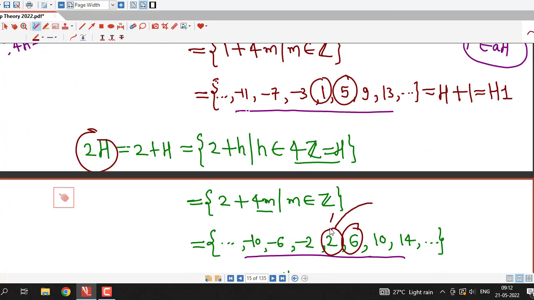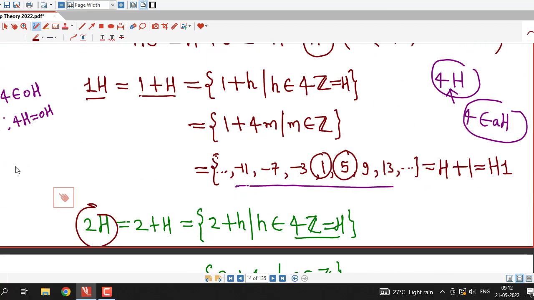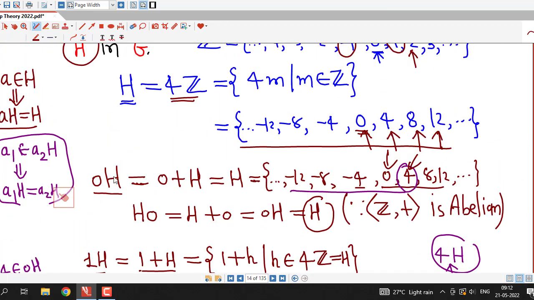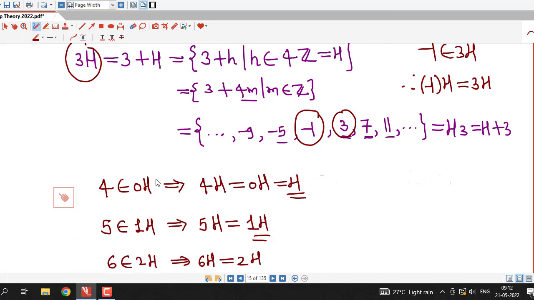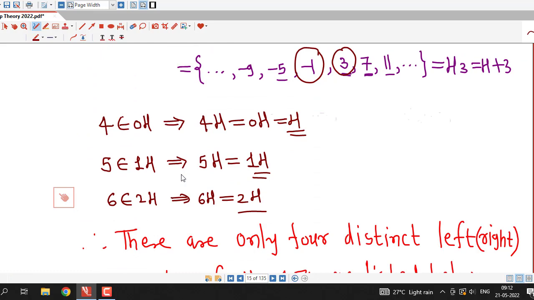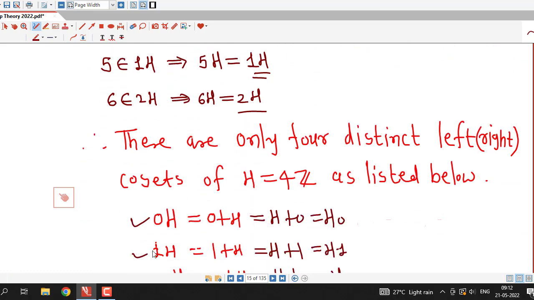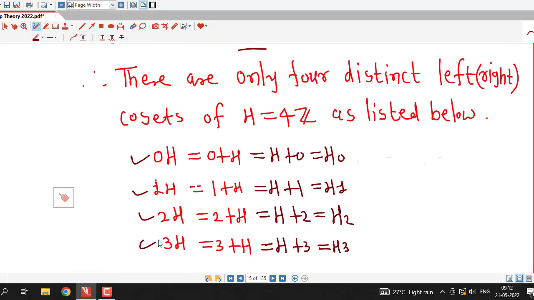So if we take any element of Z, then it will be present in some left coset. In that way we can check that this set of integers is the union of all these 4 distinct left cosets, and all these left cosets, 0h, 1h, 2h and 3h, we can observe that if we take any 2 of these left cosets, then they are disjoint and their union is the set of integers.